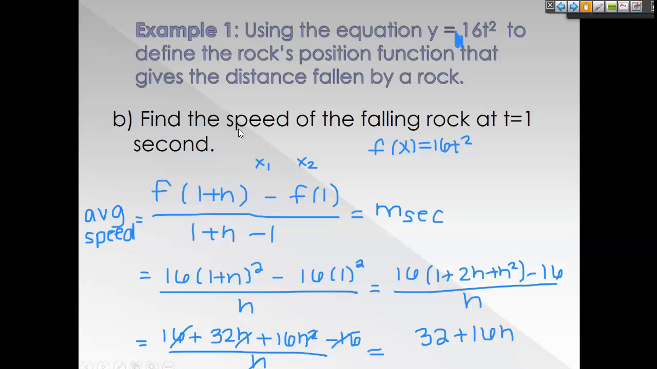So if you wanted to know the speed of the falling rock at 1 second, then it's all of this with the addition of what? For instant speed, you just add in a limit, right?